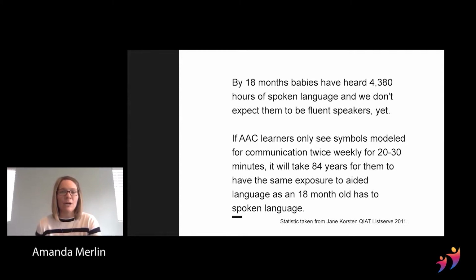And I hadn't worked in the schools in a while, and I started reading research and getting involved, and I came across this quote. By 18 months, babies have heard 4,380 hours of spoken language, and we don't expect them to be fluent speakers yet. If AAC learners only see symbols modeled for communication twice weekly for 20 to 30 minutes, it will take 84 years for them to have the same exposure to aided language as an 18-month-old has to spoken language. This floored me and stopped me where I stood, and I realized that I had to take a completely different approach when I went back into the schools.